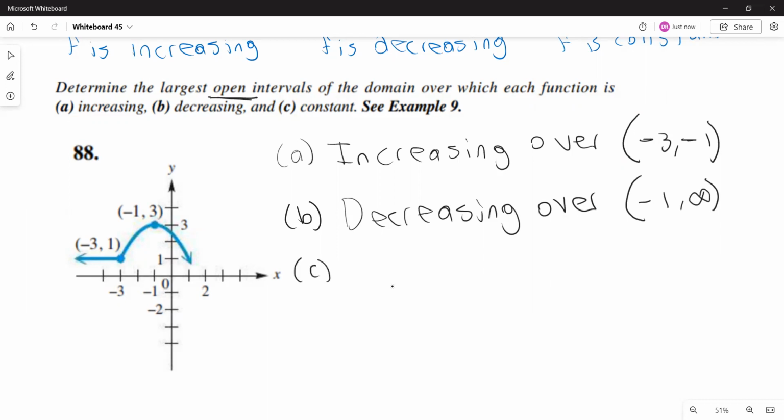And part C, we have a ray, this horizontal line portion pointing to the right. So that is constant over (-infinity, -3). So when they are asking you for the open intervals over which the function is increasing, decreasing, or constant, always look for x values.